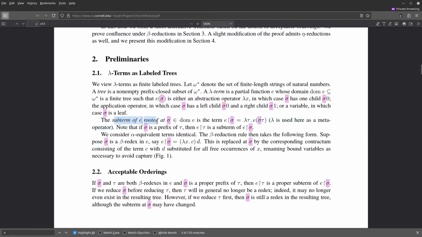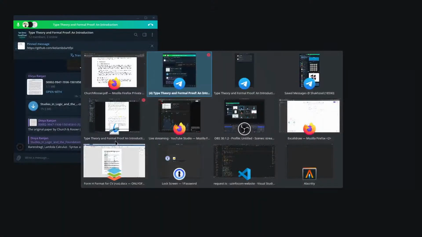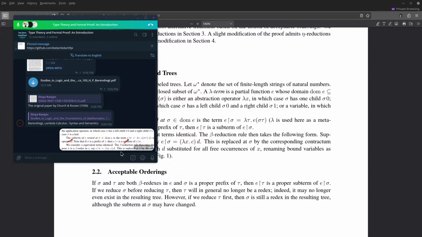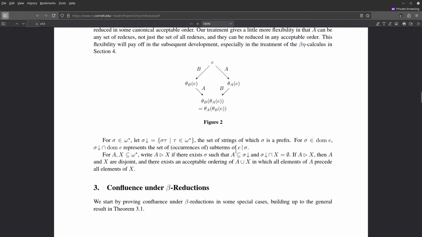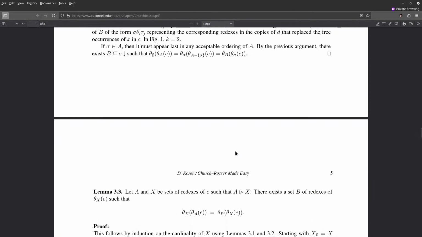Subterm of E rooted at sigma. Wait a minute. I mean this symbol, and I think... yeah. Subterm of E that's rooted at sigma. Yeah, that's the subterm. It's notation. You'll get used to it pretty quick. It's just like the syntax of a language. We don't worry too much about the syntax. Yeah, people joke that mathematical syntax is worse than JavaScript.